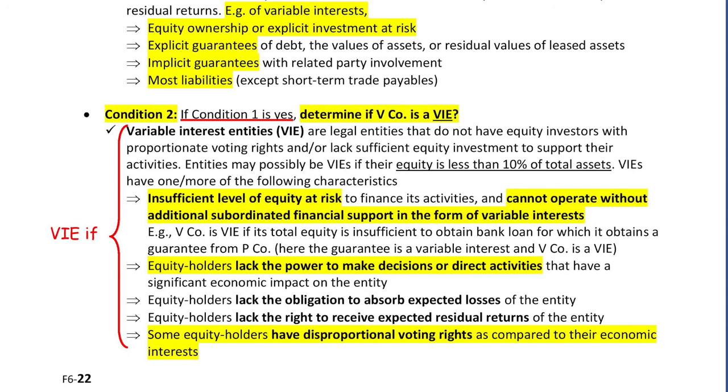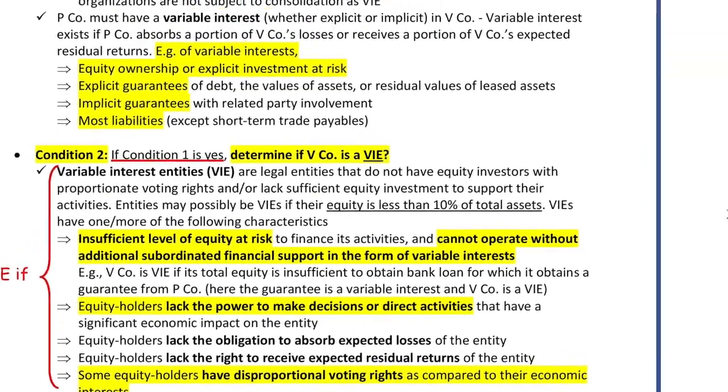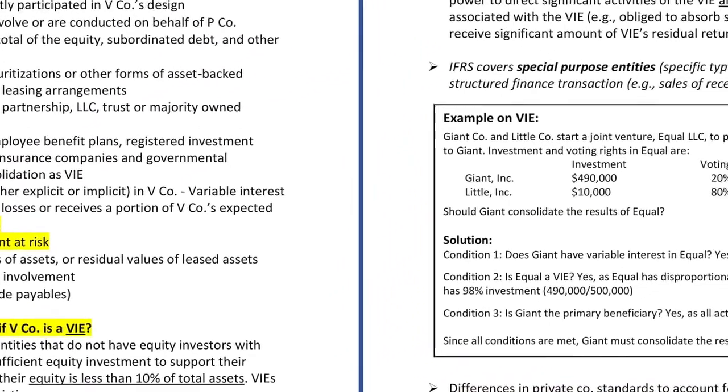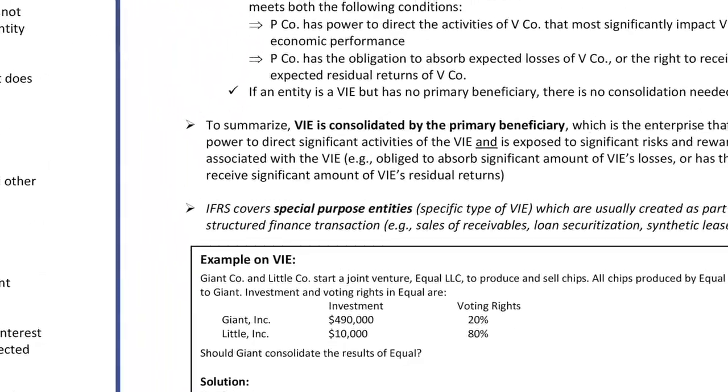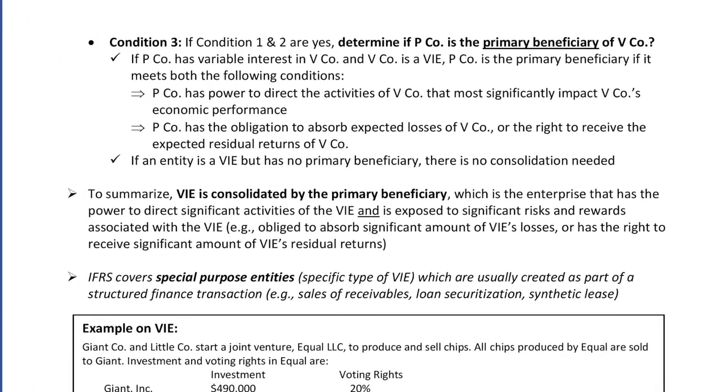So guys, condition number 1, does P company have a variable interest in V company? Condition number 2, is the V company a variable interest entity? That is when we look at condition 3 on page 23. Highlight condition 3. Underline if condition 1 and 2 are yes. And then highlight determine if P company is the primary beneficiary of V company.